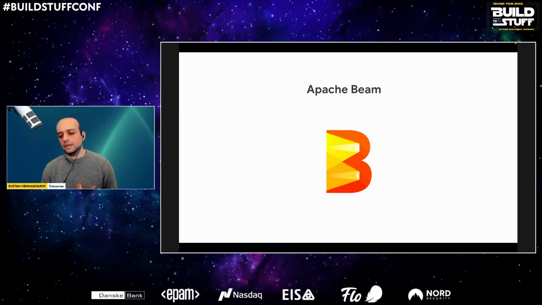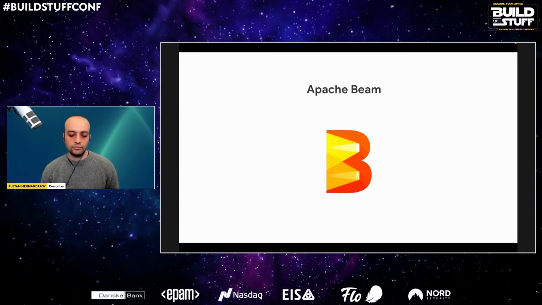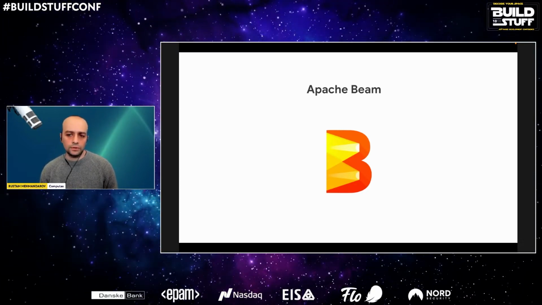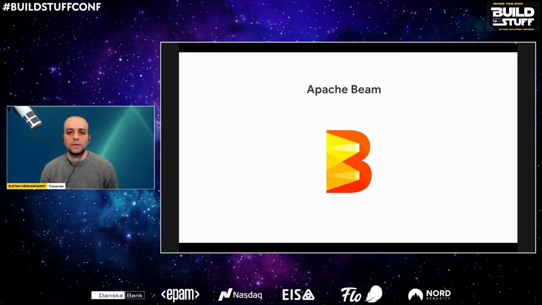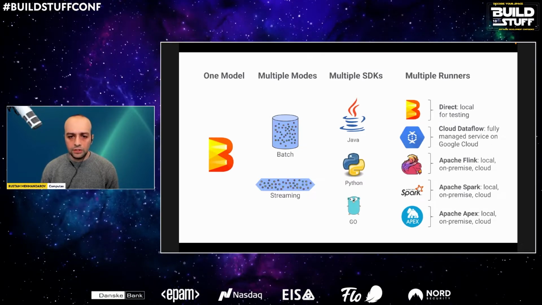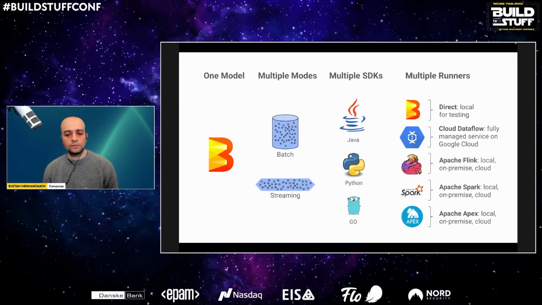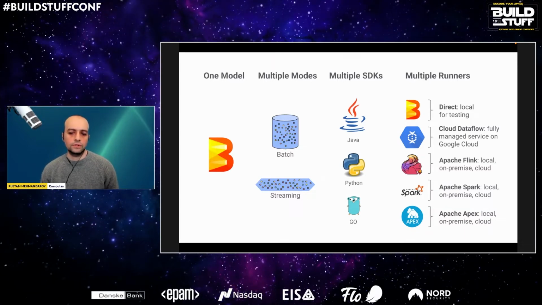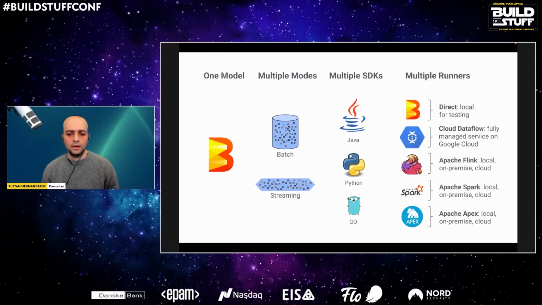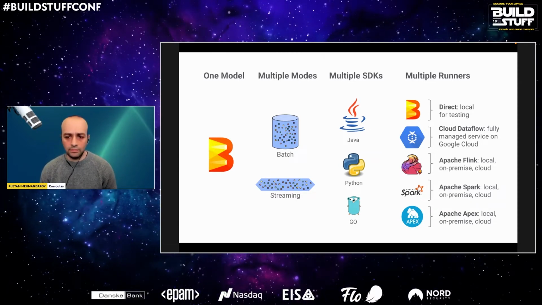Apache Beam is a tool that was originally created by Google. It was open sourced by Google and given away to the Apache Foundation. And it supports both batch and stream processing. It also supports a bunch of languages. So it runs on Java, it runs on Python. They also have a Go SDK available.